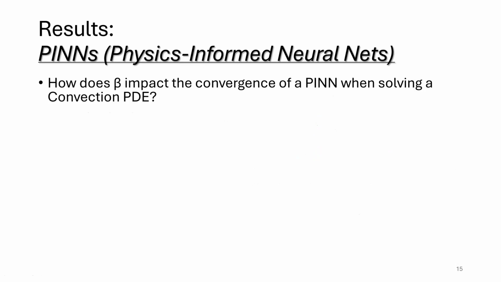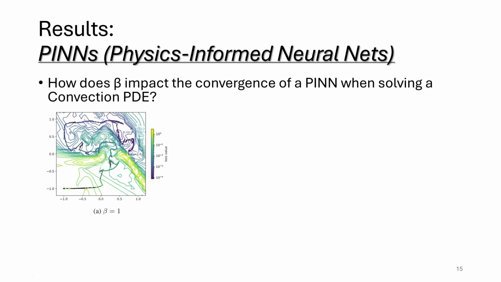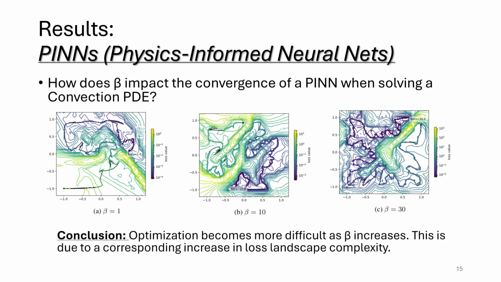Moving to another application in KGML, we consider using Neuro-Visualizer to study the loss landscape of physics-informed neural networks, or PINNs. In this experiment, we consider convection PDEs and vary their beta. Research has shown that such PDEs with high beta values tend to be difficult to solve with PINNs. So when we train different PINNs with different betas and plot their loss landscapes using Neuro-Visualizer, the story becomes clear. As beta increases, the loss landscape becomes more complex and ill-regularized, which in turn affects the optimization process negatively.